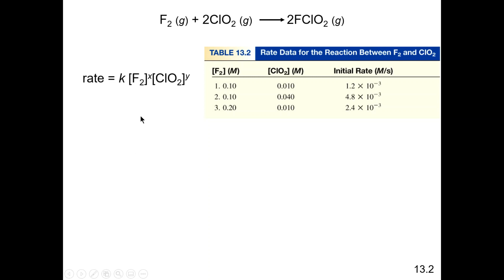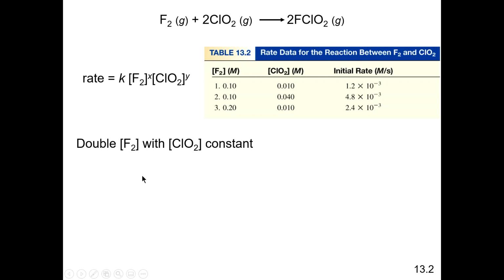So we can write down the hypothetical rate law, which is rate is equal to k times the concentration of fluorine raised to the x times the concentration of ClO2 raised to the y, all right? So our task is to find out what x and y are, all right? The orders of the reaction with respect to F2 and ClO2, all right?